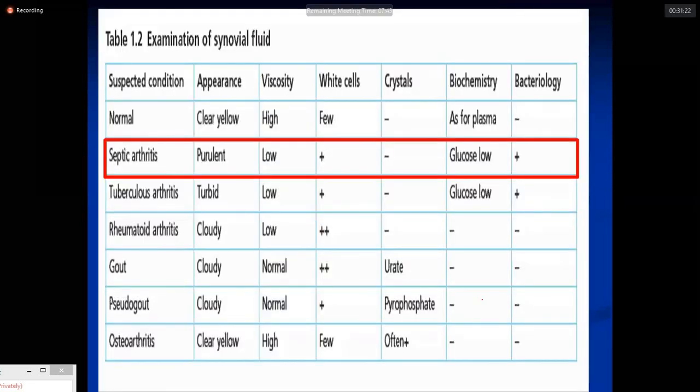So what will we see in the synovial fluid? The appearance is purulent, it has a low viscosity, and the amount of white cells will be high. And the crystals, to differentiate it from gout and pseudogout: in gout and pseudogout the appearance will be cloudy, but there will usually be urate or pyrophosphate crystals. The amount of glucose will be low, and the bacteria will be present. So this is the examination of the synovial fluid.